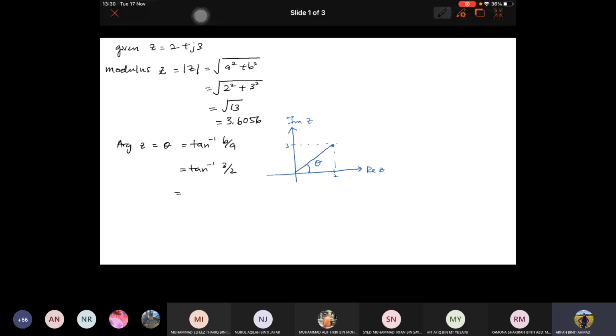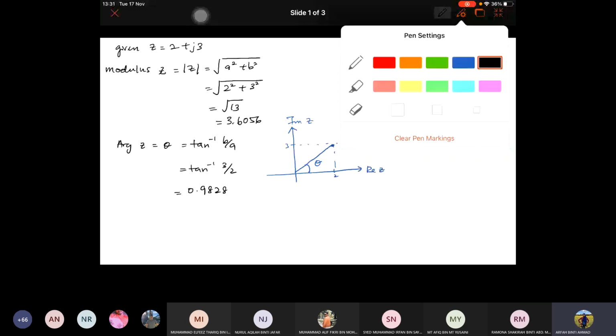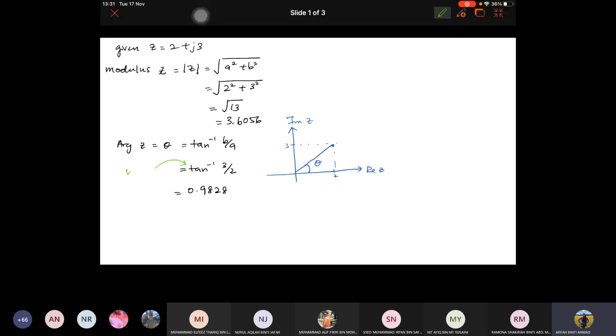Okay. So tekan kalkulator dengan tukar mod to radian, you akan dapat this one 0.9828. Okay. So mod equal to radian in your calculator. Okay. So you get this one is 0.9828. So cuba try the next one tu, saya letak example. Saya tulis dekat situ.